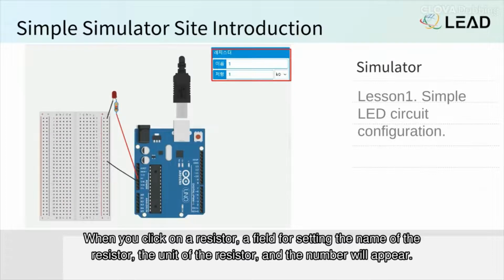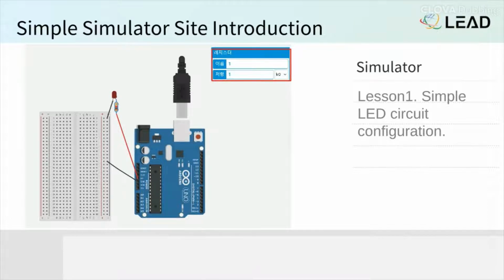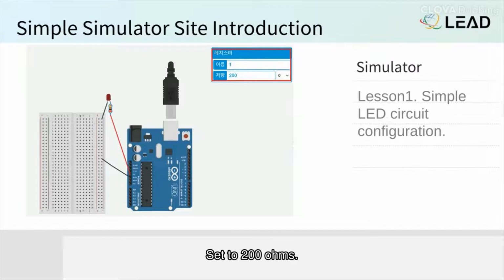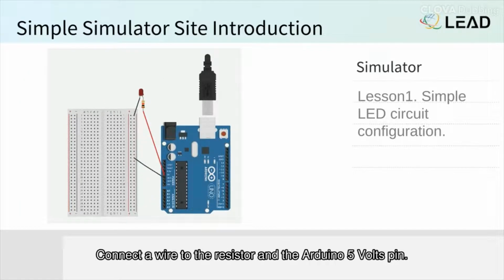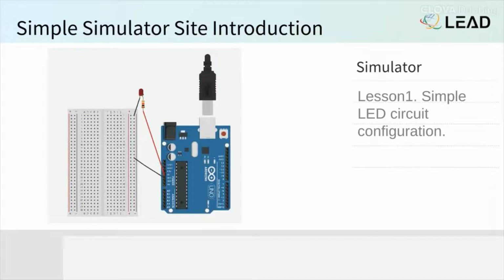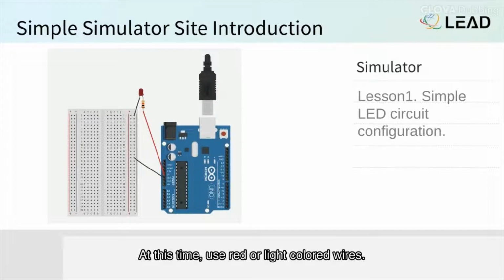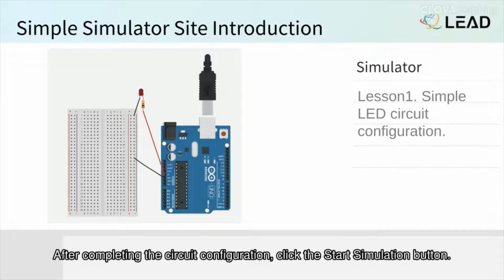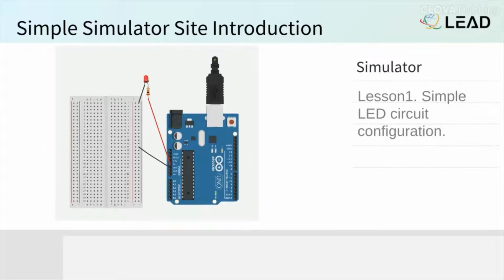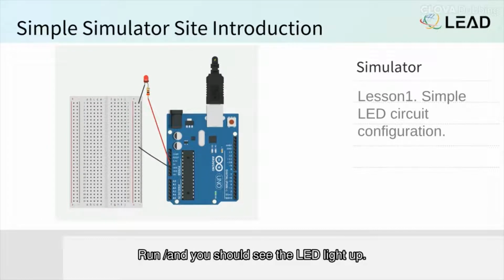When you click on a resistor, a field for setting the name of the resistor, the unit of the resistor, and the number will appear. Set to 200 ohms. Connect a wire to the resistor and the Arduino 5 volts pin. At this time, use red or light-colored wires. After completing the circuit configuration, click the Start Simulation button. Run and you should see the LED light up.